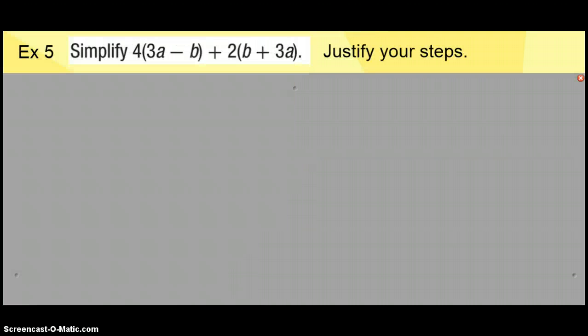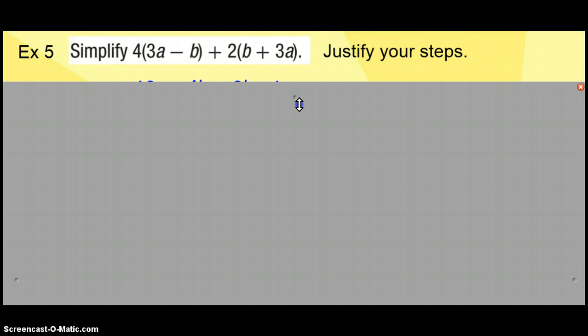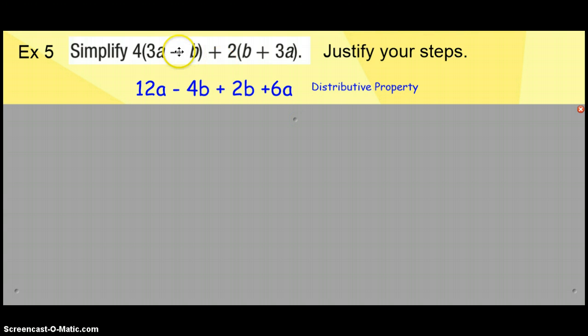Okay, so to justify your steps, you need to write down a property or explain what you did in that step. So here we have an expression, an algebraic expression, and our first step would be to use the distributive property. So 4 times 3a gives us 12a, 4 times -b is -4b, 2 times b is 2b, 2 times 3a is 6a.